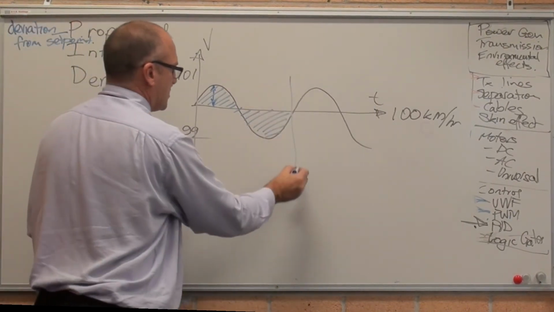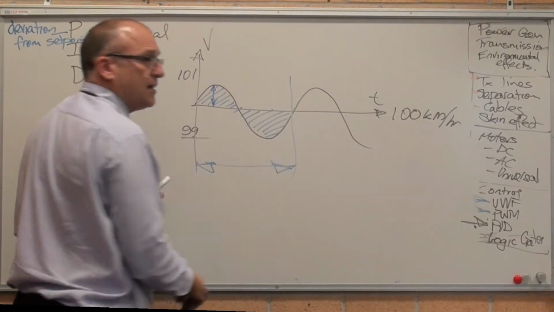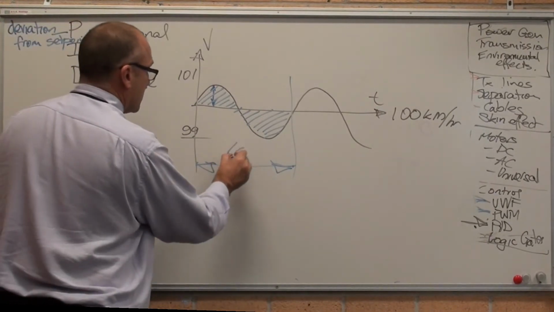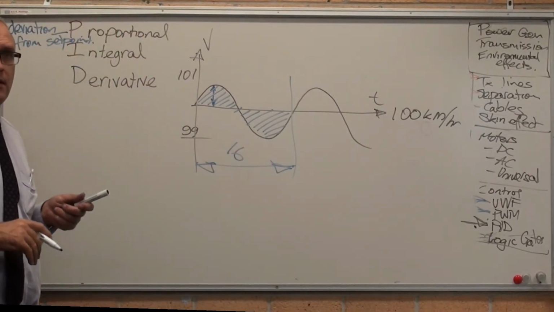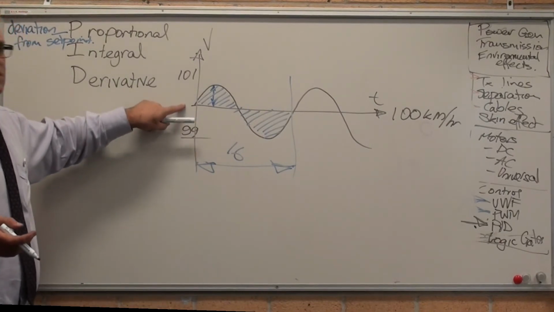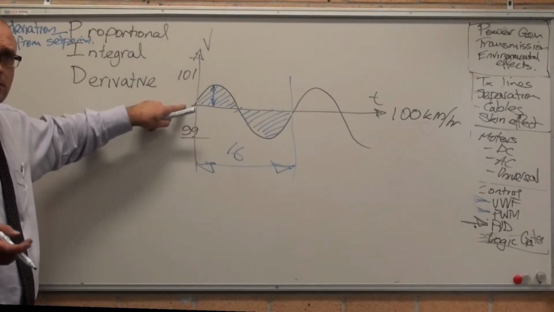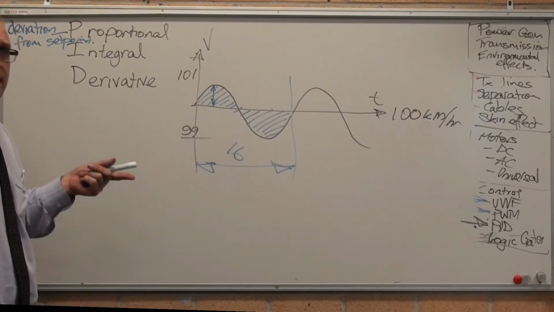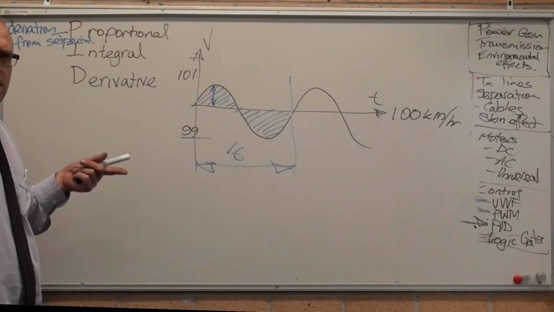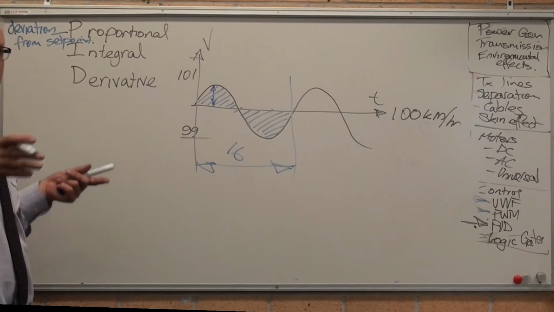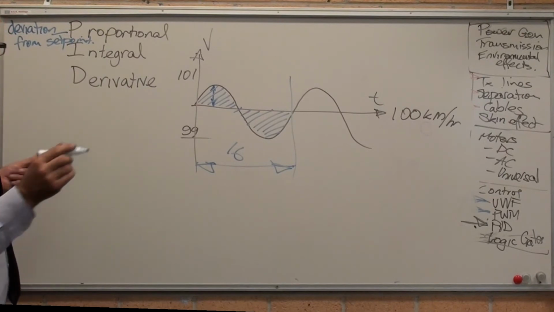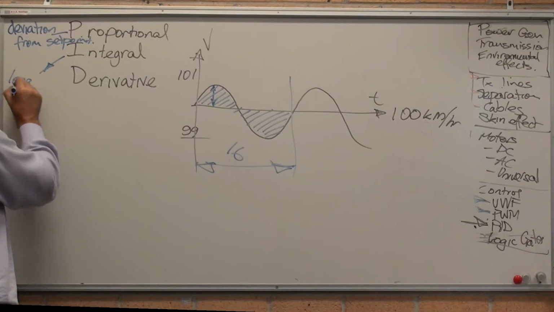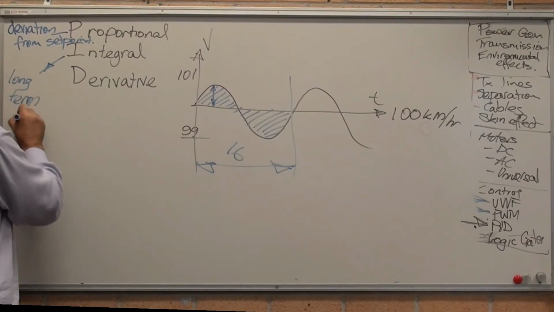Just how many seconds is that? Just take an average over how many seconds. I'll pick a number, say 16 seconds. Yeah? If you take an average over 16 seconds and if it says 100 kilometres an hour, do nothing. If the average over the 16 seconds is 102, then slow everything down a bit. Yeah? So that's basically the medium-term control. Yeah? Integral is long-term average.